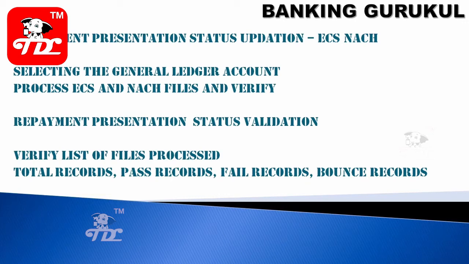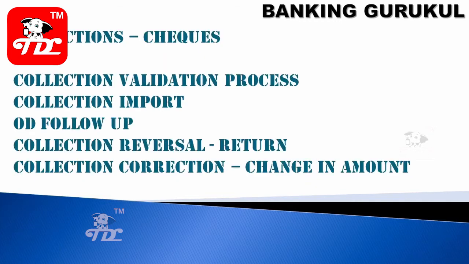Then you have to select the correct ledger. Once your file is processed, for a successful transaction, which general ledger should it go to? If it is a failed transaction, where does it have to go? How many batches we have prepared, and in every batch how many records there are. We have to verify all those things while processing repayment files.